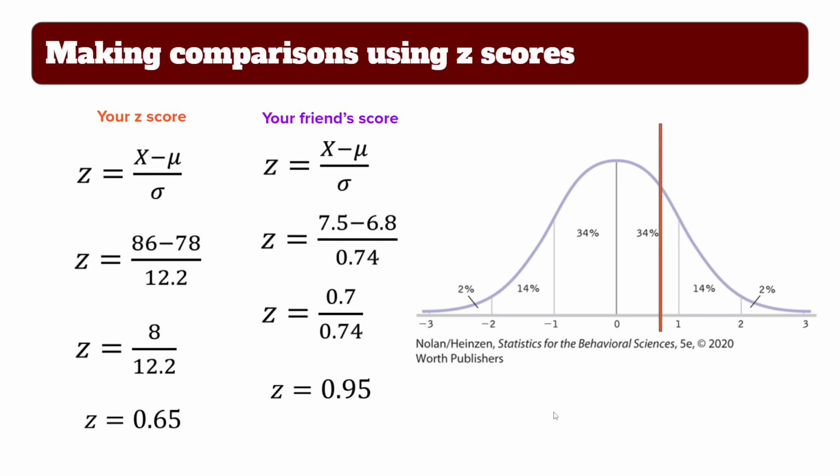So this orange line will represent your z-score, which is about 0.65, right? So 0 falls here, 1 is here. 0.5 would technically fall in the middle, so I've just pushed it slightly over to make 0.65. This purple line, on the other hand, will be equal to your friend's score, which is about 0.95. So 1 is here. I just moved it up a tiny bit to be equivalent to 0.95.